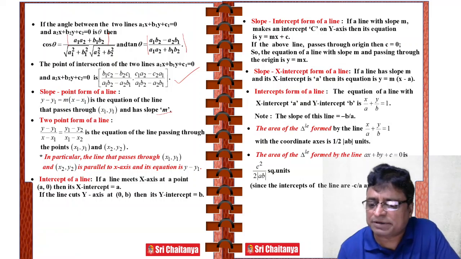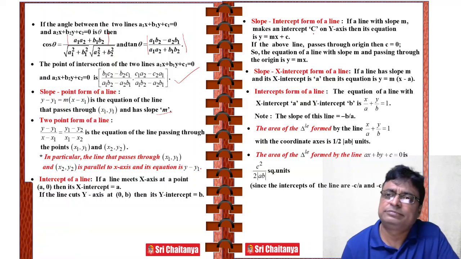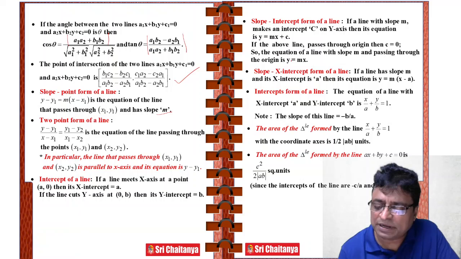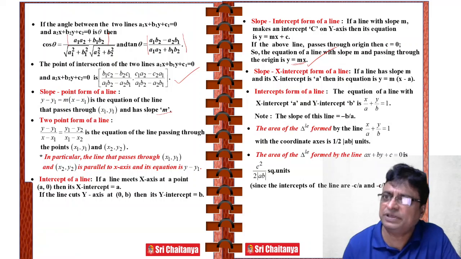Again, slope intercept formula. If m is the slope and c is the intercept, then y equal to mx plus c is the slope intercept formula. If c equal to 0, what will happen? Then the equation of the line becomes y equal to mx. That means the line is always passing through the origin. So the equation of any line passing through the origin is always in the form y equal to mx, where m is the slope of the line.